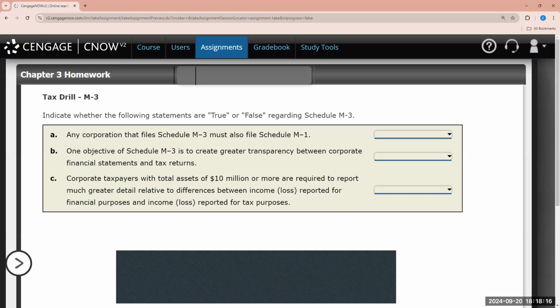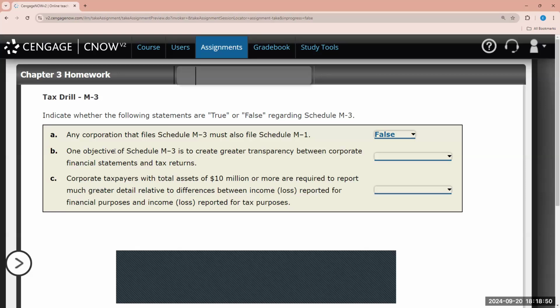Now this asks us about the M3. So now it asks to indicate whether the following statements are true or false regarding Schedule M3. So any corporation that files Schedule M3 must also file Schedule M1. So this is false. As mentioned previously, corporations that are not required to file Schedule M3 may decide to do so voluntarily. All right, but any corporation that files Schedule M3 is not allowed to file a Schedule M1.